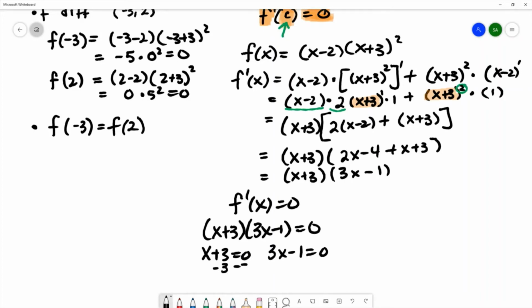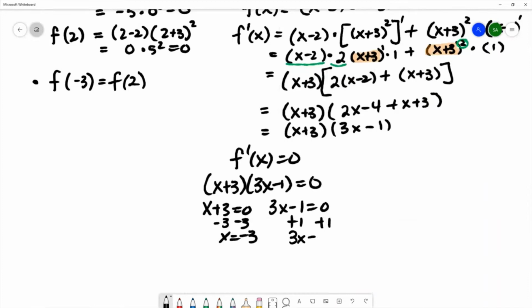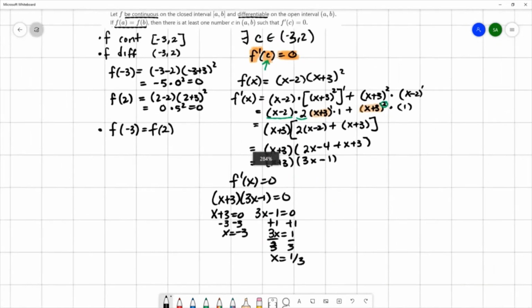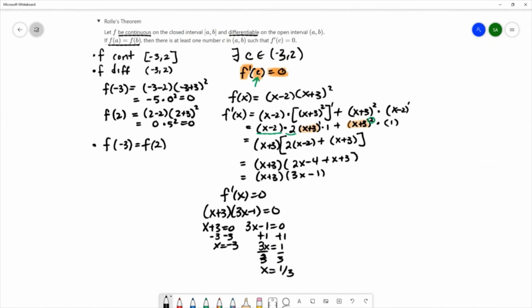I can subtract 3 to get x equals negative 3, add 1, and that gives me 3x equals 1. Divide by 3 to get x equals 1/3. And these are my potential values of c. But going back to the statement of the theorem, you can see that c needs to be in the open interval a b. c needs to be in the interval from -3 to 2.